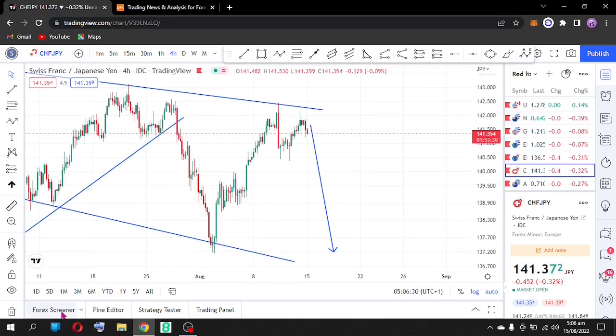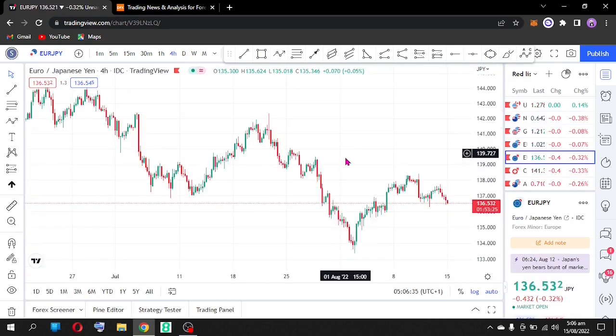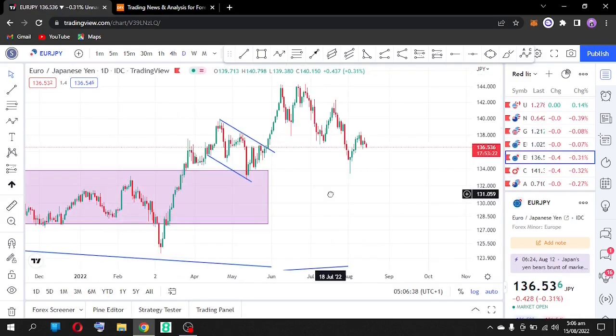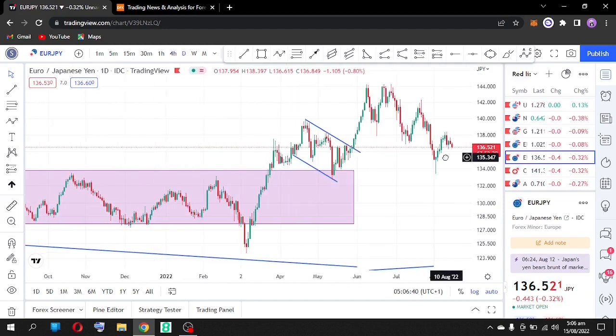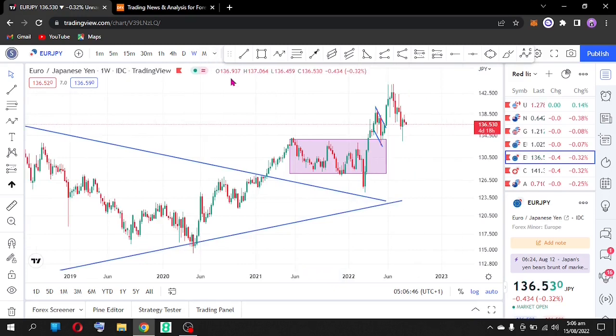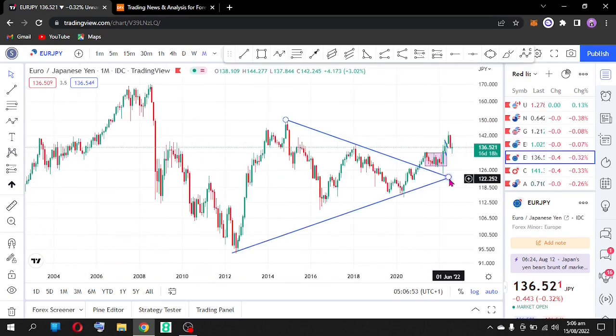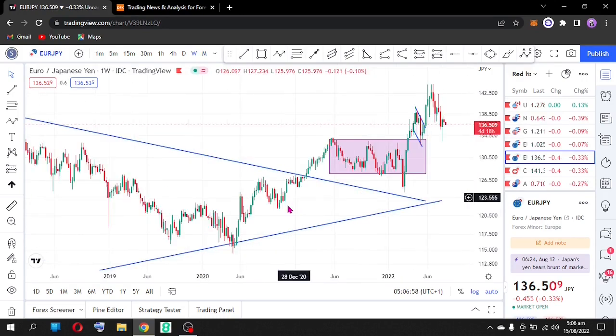So on the next currency, which is EURJPY, I will go back to the daily time frame. I'm not seeing a clear picture here. I'll go back to the weekly to see what has been happening. Back to the monthly. Now see on the monthly time frame, it gave us this triangle pattern, and then we had a breakout. Back on the weekly, here is the breakout.